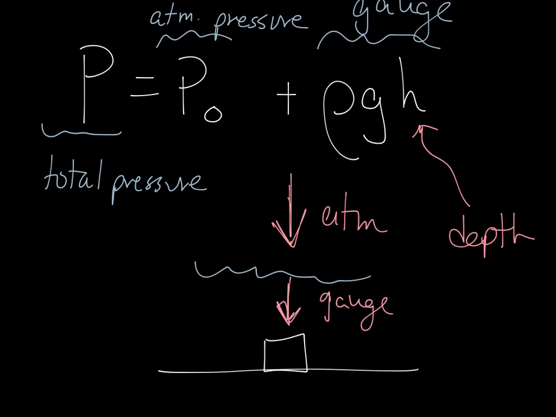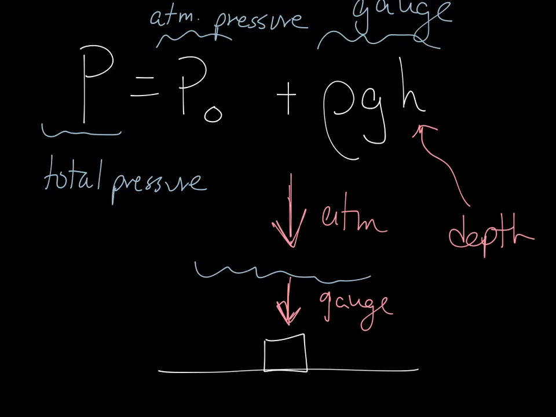Atmospheric pressure, where do you find it? Where do you find P0? Is it given in the table? Yes, it's on your formula sheet at the very bottom. It says P0 equals 1 times 10 to the 5th pascals.